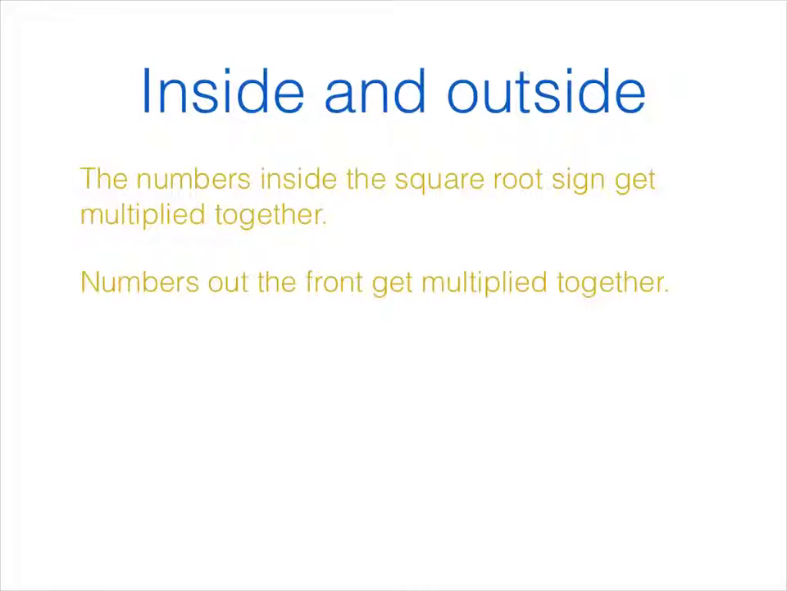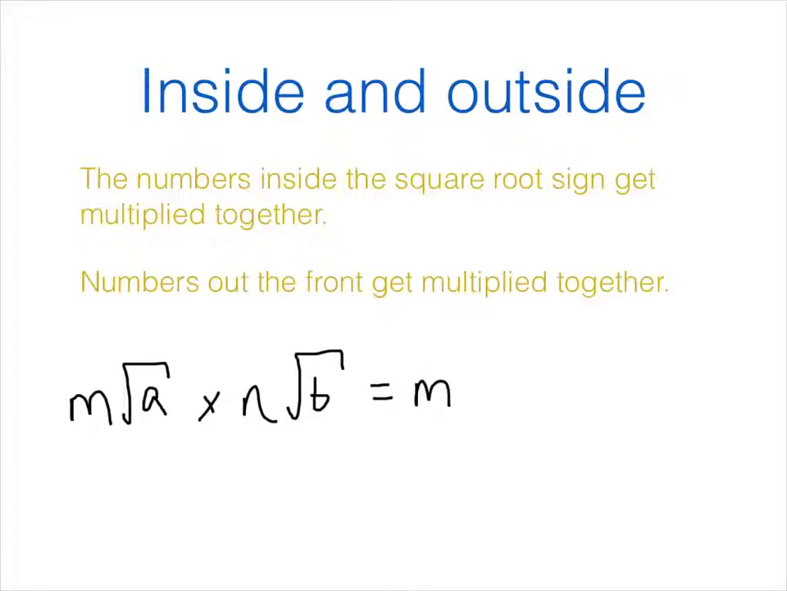So in algebra, that looks like, if we go m times the square root of a times n times the square root of b, that would just be the m times the n together, and all of that times the square root of a times b. So that's it in algebra. Let's look at it with some actual numbers.